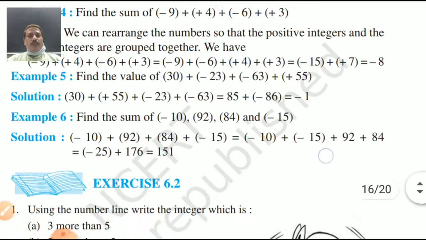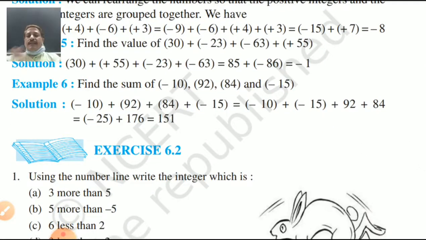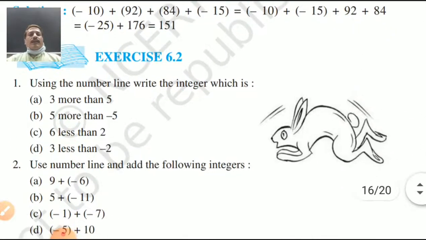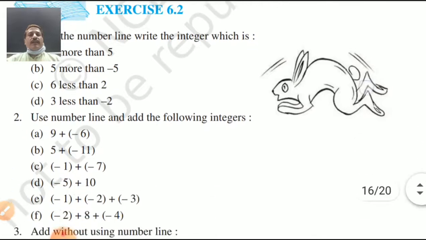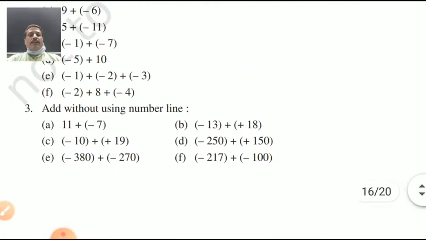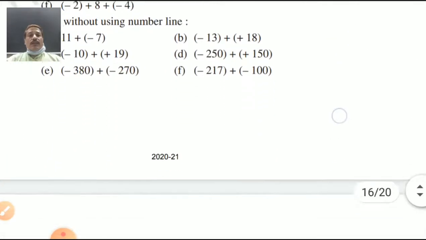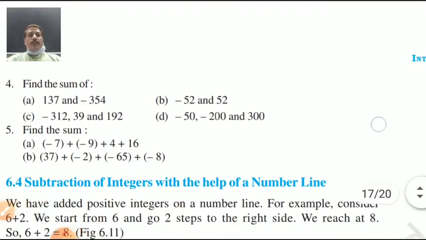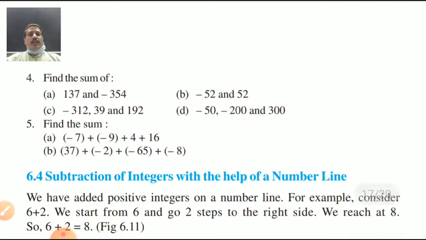Exercise 6.2 is also there. Very easy examples are there, colorful ones, jumping here and there, adding without the number line and with the number line. You just check it out. There were 5 questions, very easy questions.